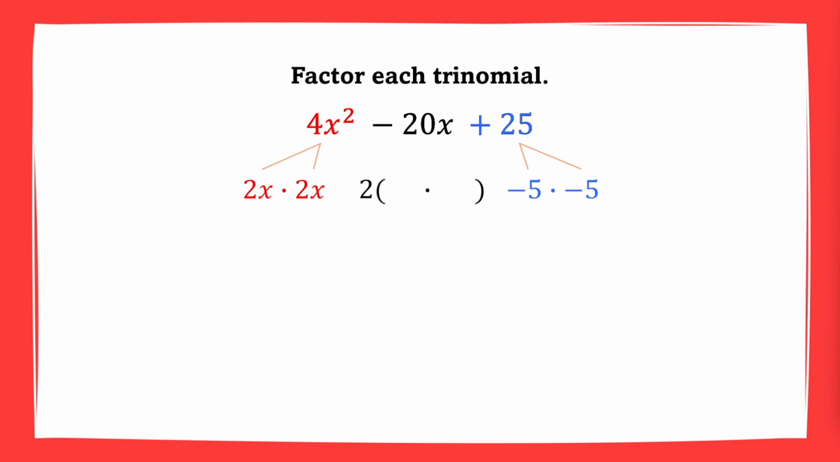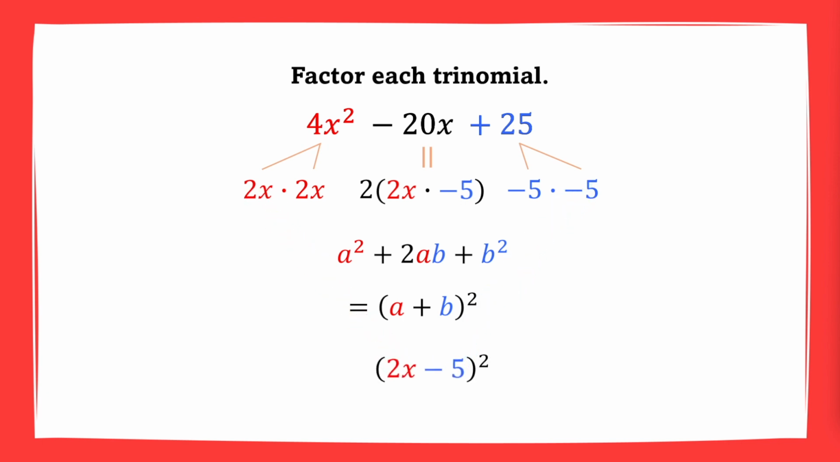Next, notice that the middle term, negative 20x, is twice the product of the factors from the first and third terms, following the pattern of a perfect square trinomial. Therefore, we can factor this trinomial as a square of a binomial, where a is 2x and b is negative 5. So the factored form is 2x minus 5 squared.